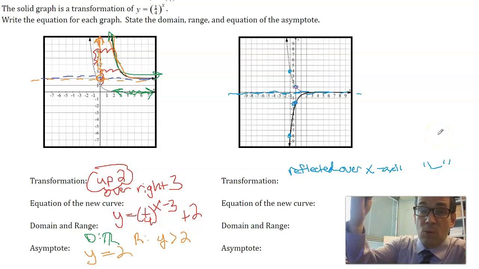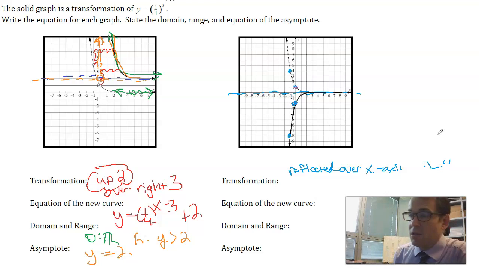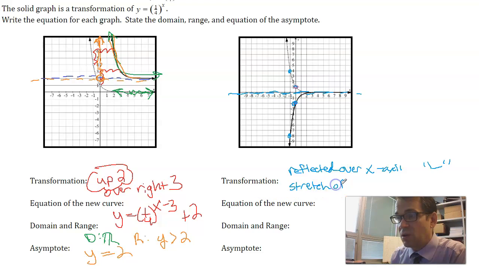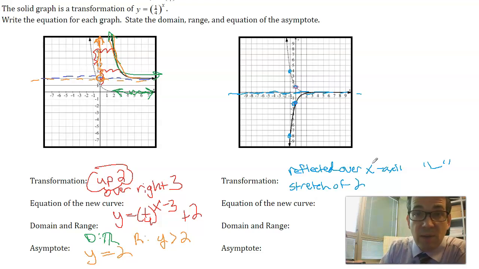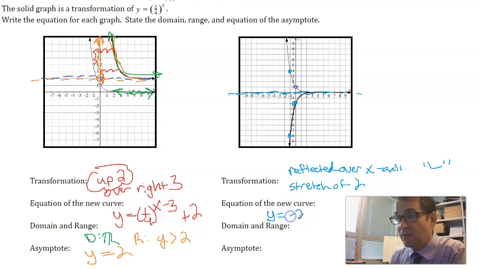And the point that was at 1 now is at 2. The point that would have been at 4 is now at 8. So there's a stretch factor of 2. If on a test or quiz you wrote that as a stretch of negative 2, whoa, I'd give you full credit for that. I think that's a fine answer. The new equation will be y equals negative 2 times whatever the parent function was. This was the parent function.